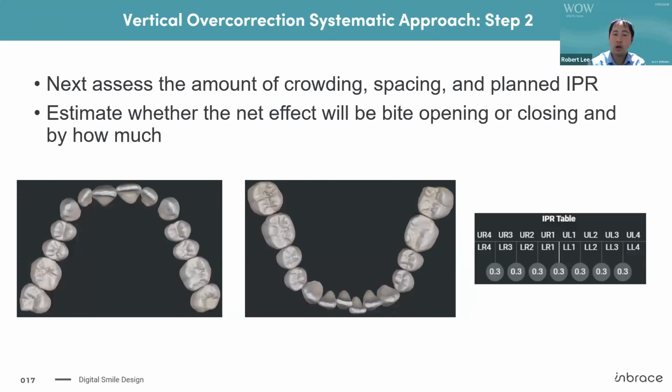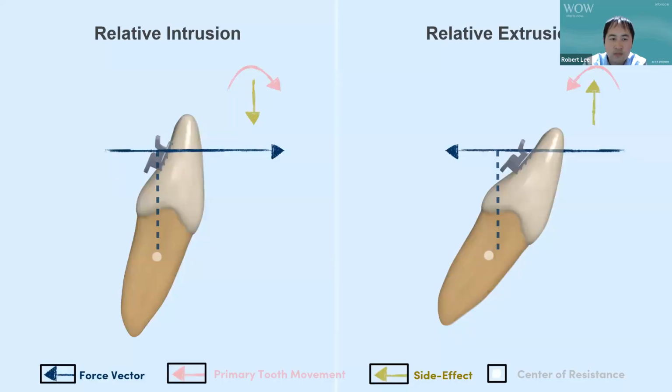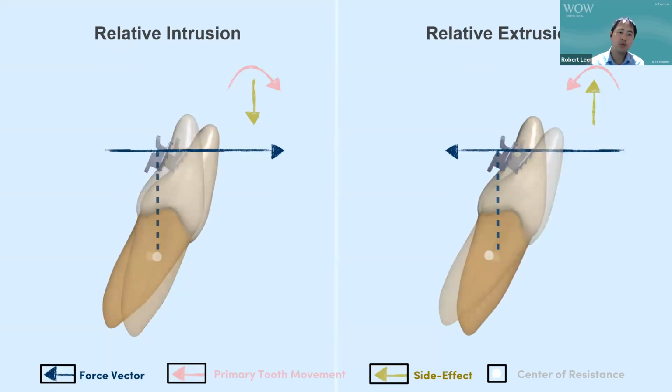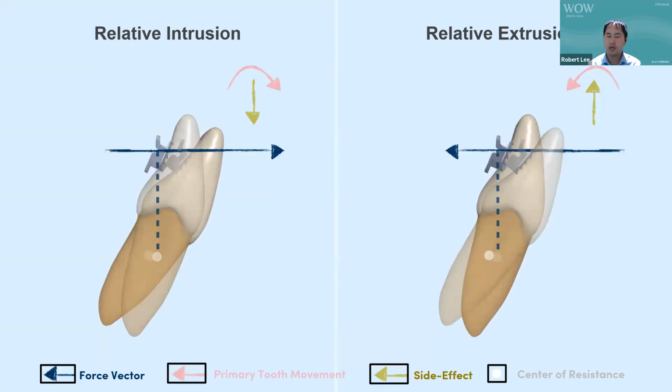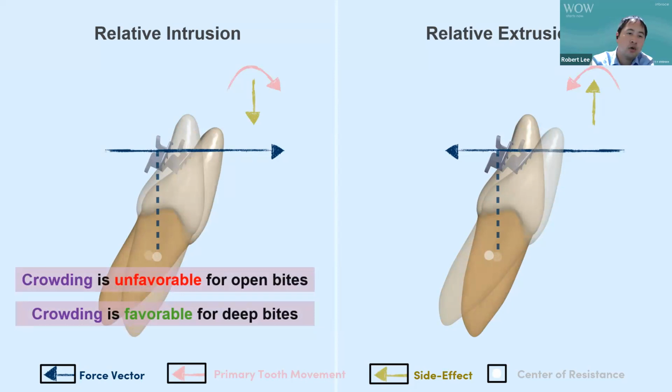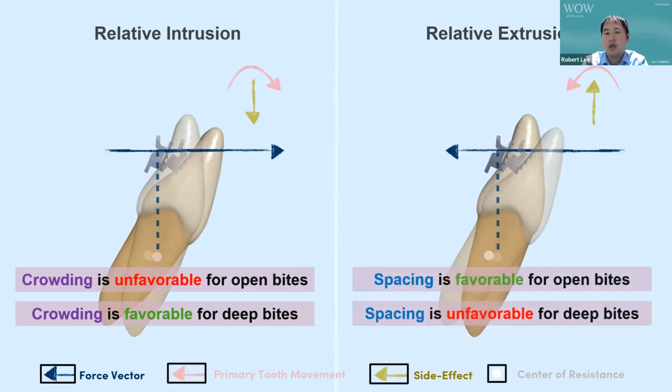The next thing I do is look at the amount of crowding and spacing, and estimate how much of that is going to cause bite opening or closing. You can estimate crowding and spacing fairly quickly and get an idea within 10 to 15 seconds. Just remember the general rules: when you have relative intrusion by unraveling crowding, you're going to get some intrusion, and when you have closing of spaces, you're going to get some relative extrusion. So crowding is generally unfavorable for open bites because it'll open the bite more, but favorable for leveling and opening up the deep bite. And spacing is favorable for open bites, but unfavorable for deep bites.